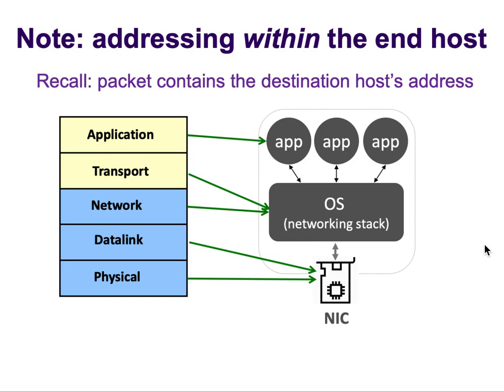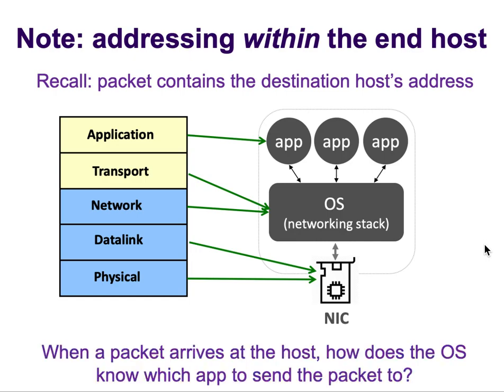Now the packet arrives at the network interface card. Let's say the network interface card raises an interrupt. The operating system then sucks the packet up into the OS from the NIC. And now the packet is sitting at the operating system. When this packet arrives, how does the operating system know which application it should hand this packet to?